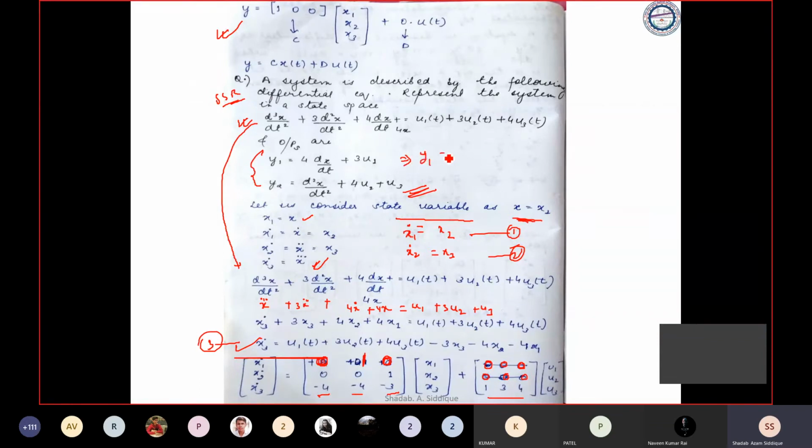So this can be written as y1 is equal to 4 x dot plus 3 u1. We try to find y1 because we have an output equation y is equal to c x of t plus d u of t. We have c x of t in terms of x1 x2 x3, and u of t. Y is in terms of x1, not in terms of x dot. So we'll just replace x dot with x2, so 4 x2 plus 3 u1.